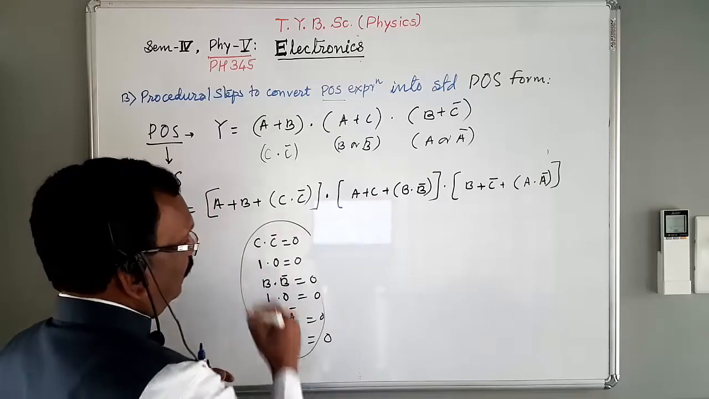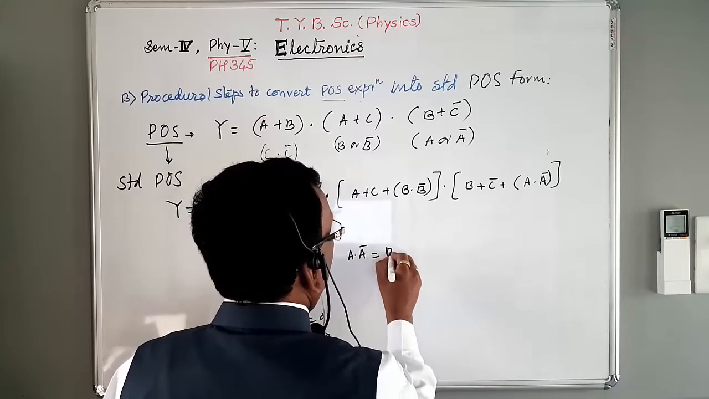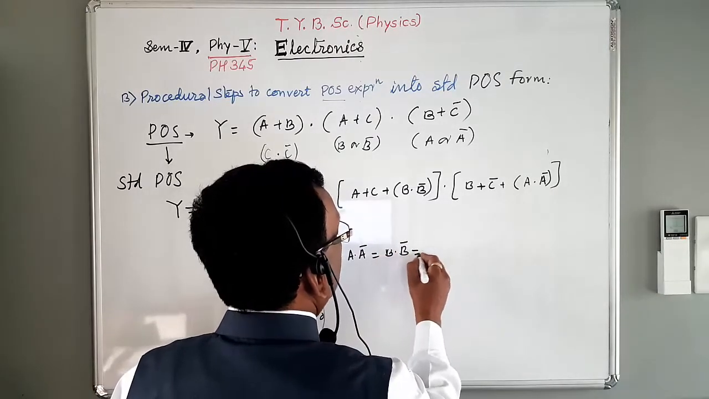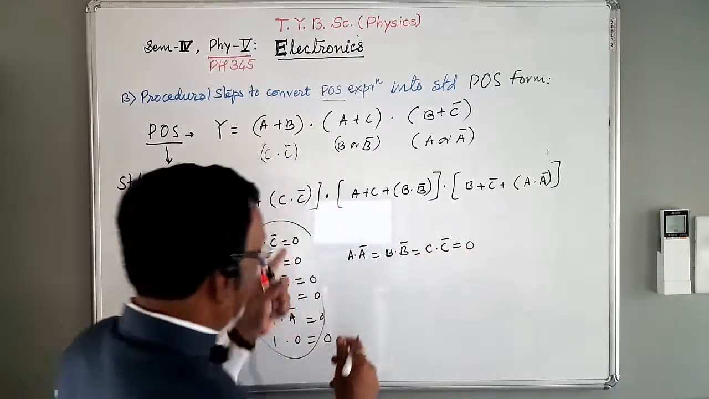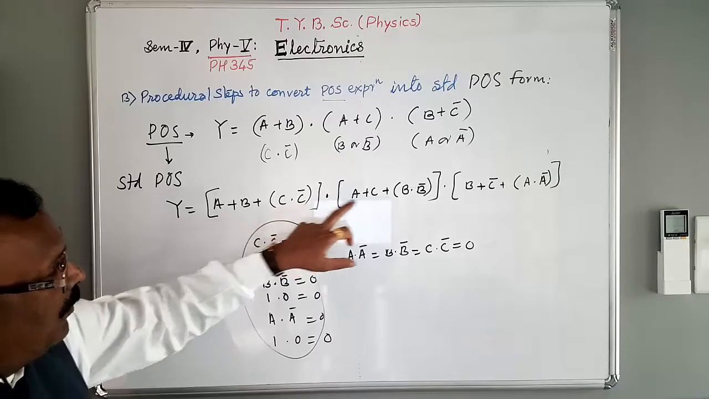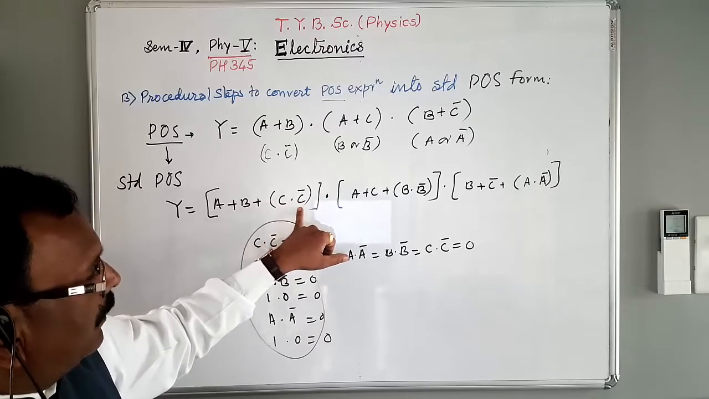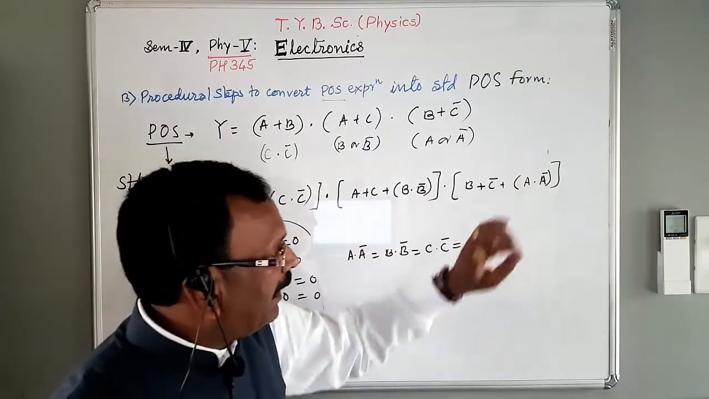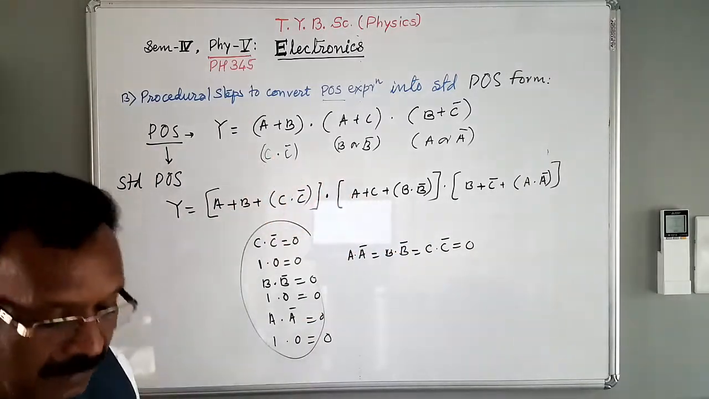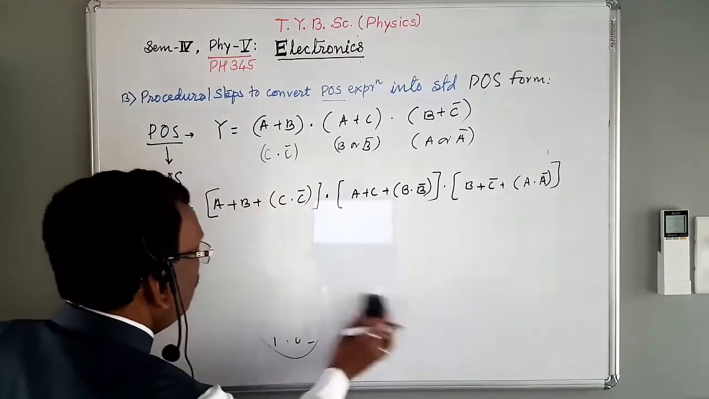So A into A bar is equal to B into B bar, which is equal to C into C bar, which is equal to 0. That is, C dot C bar is equal to 0, B dot B bar is equal to 0, and A dot A bar is equal to 0. When we put these terms in, there will be no change in this expression.